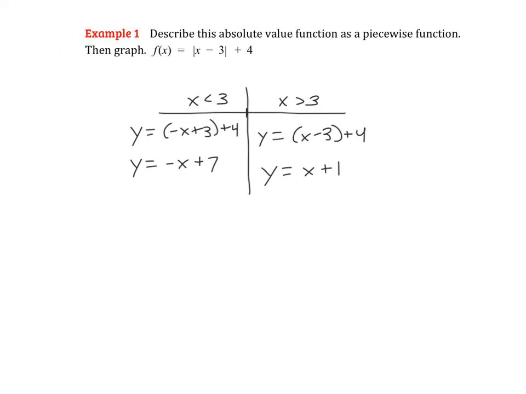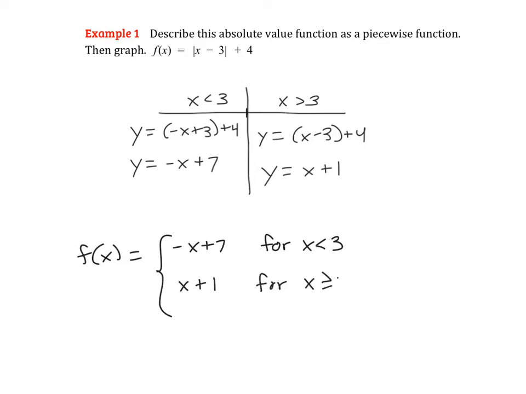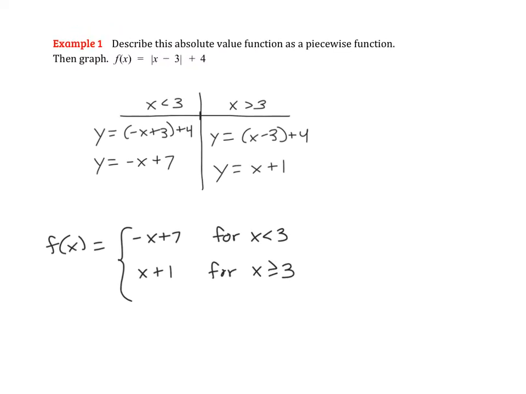So now that we have our two intervals defined with different equations, we can write this as a piecewise function. So f of x will equal negative x plus 7 for all x values less than 3, and it will equal positive x plus 1 for all x values greater than or equal to 3. And now we can sketch a quick graph.